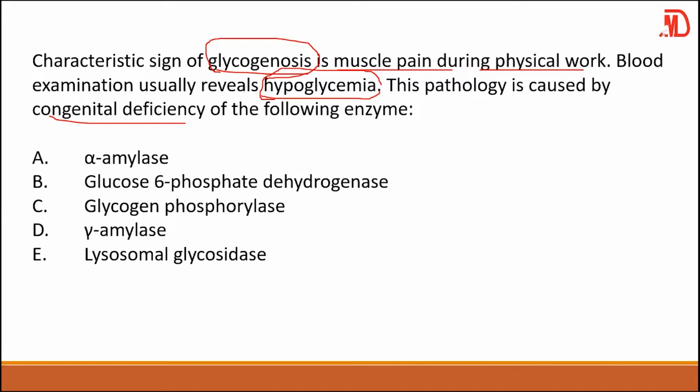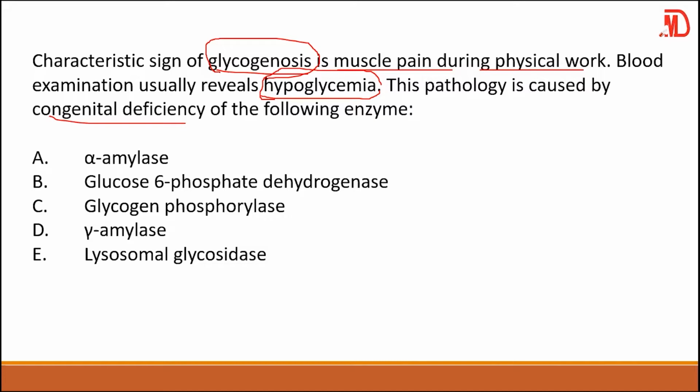Now, we have done this before, but for the sake of people who have just joined, I'm taking my time to go over it again. These things can usually happen within the muscles and or within the liver cells. There are a lot of types of glycogen storage diseases or glycogenosis. This particular one is called type 5.